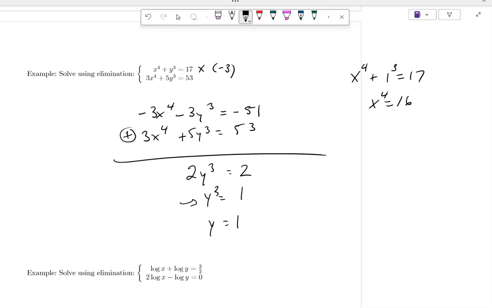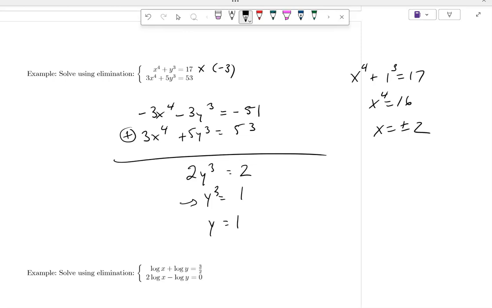Do I need to worry about plus or minus when I do a fourth root? Yes. Every time I do an even root, you always get a plus or a minus, right? Odd roots, no. Even roots, yes. So this will give me x equals plus or minus fourth root of 16, which is 2.